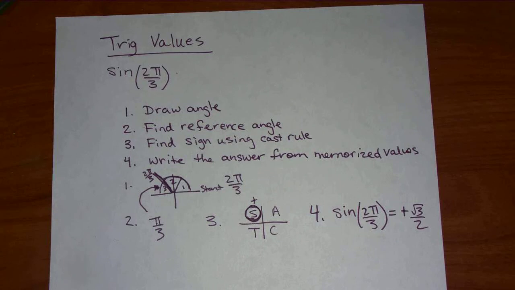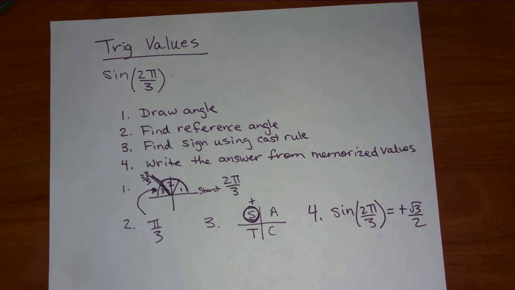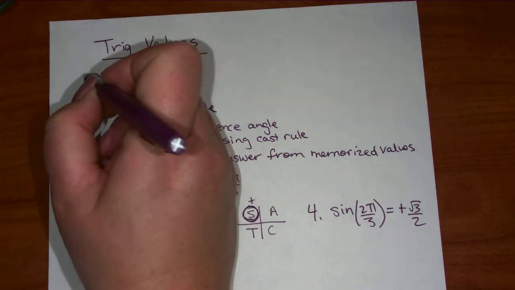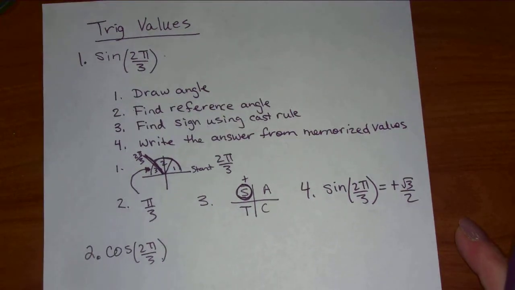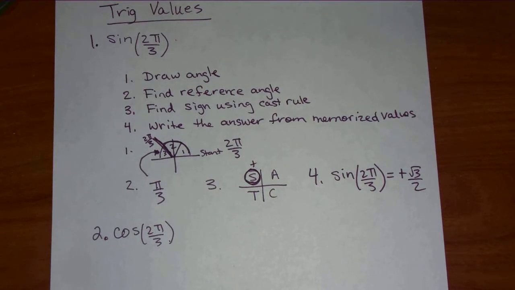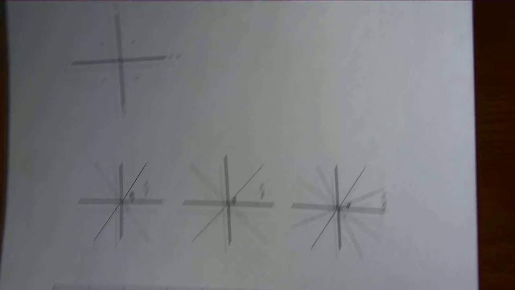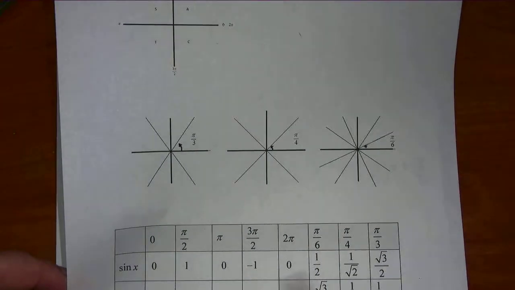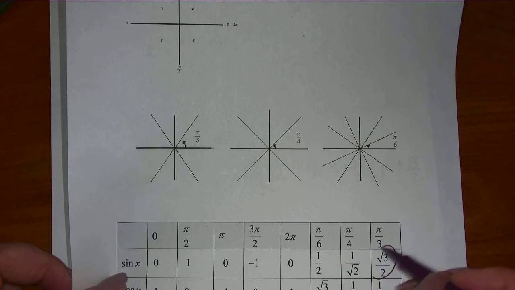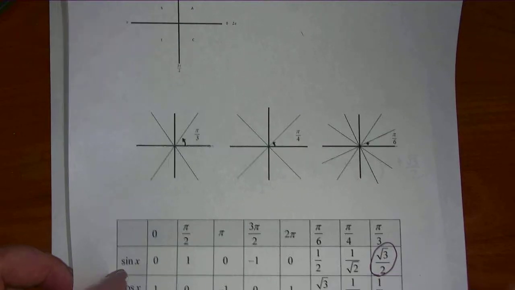So you can kind of do all of this in one step. Let's write the next one down. Cos of 2 pi over 3. When we look it up, we were looking up sine of pi over 3, that was root 3 over 2. So you look under the sine, pi over 3, you've got your table all drawn, and that would be your answer.